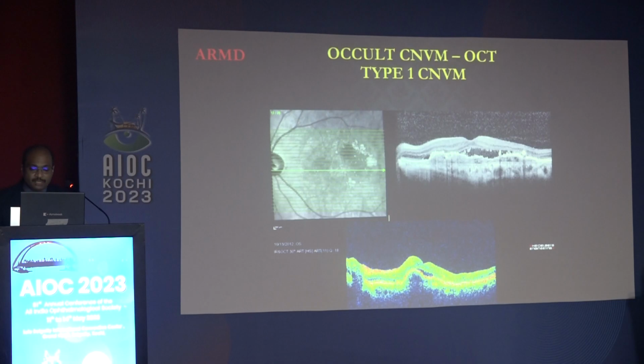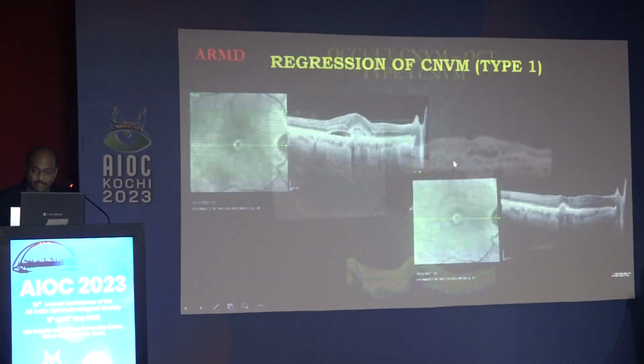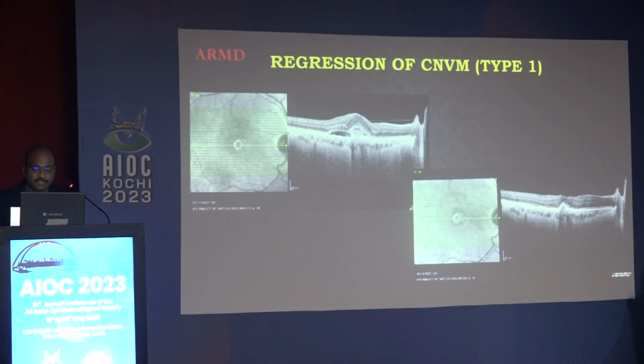So coming to AMD, this is an occult CNVM. I think Jatinder and Uni before have described OCTA and FFA features of these. With the type 1 CNVM, you have the RPE elevated. As you can see here, the RPE is elevated, there's subretinal fluid here, and there's neovascular material under the RPE. And this is an example of a regression. When anti-VEGF is given, this neovascular tissue just regresses, and you see that bump out there.